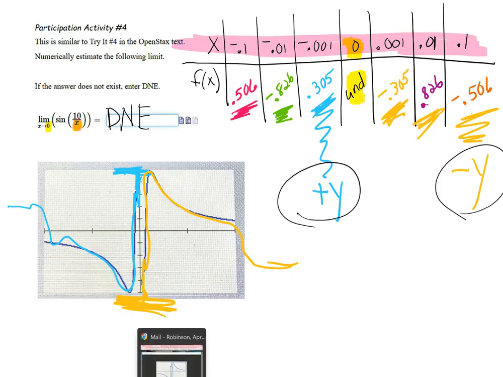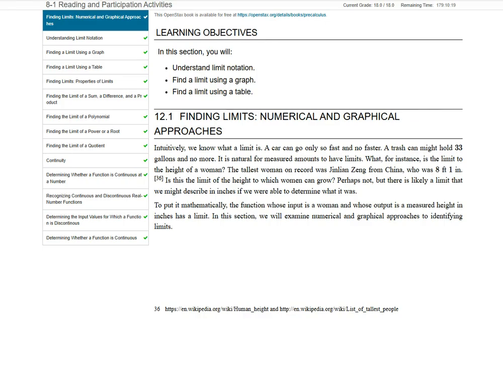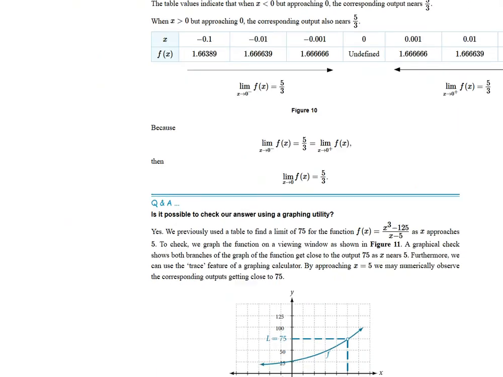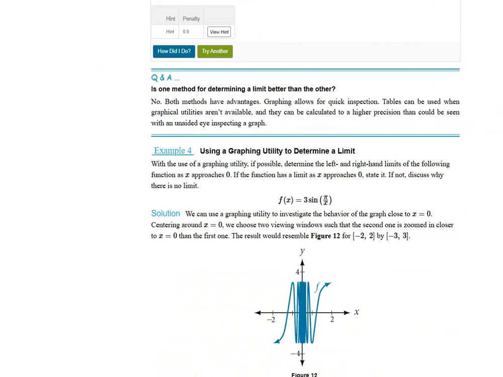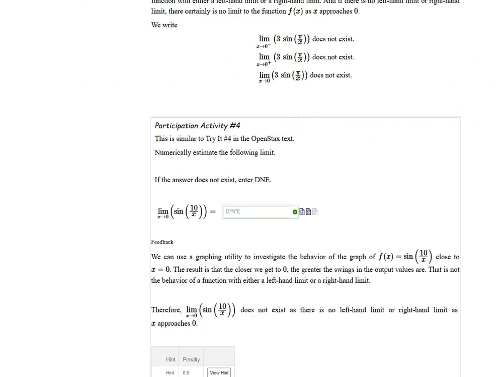Okay. So, oh, that was my picture. Sorry. That was my picture. Oh crap, where were we? We were using a table. Sorry, I must have jumped around somewhere here. Let's see, I did that one. And here it is, does not exist. How did I do? And it's good.